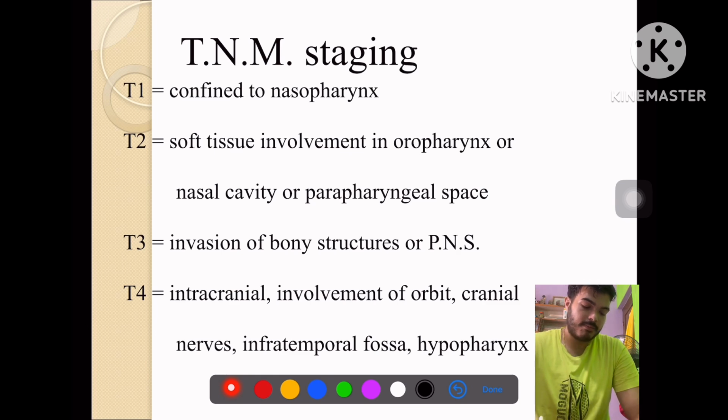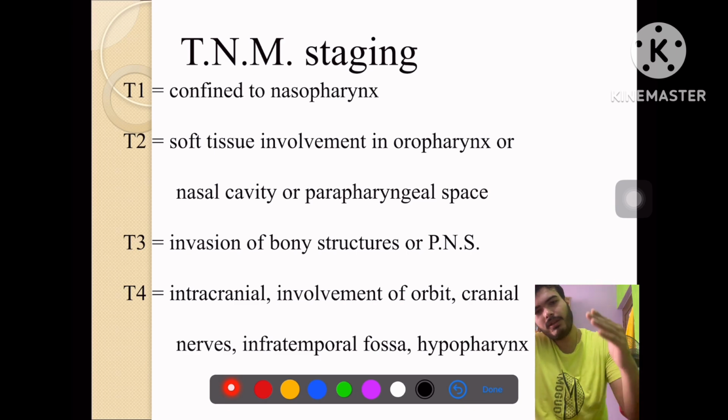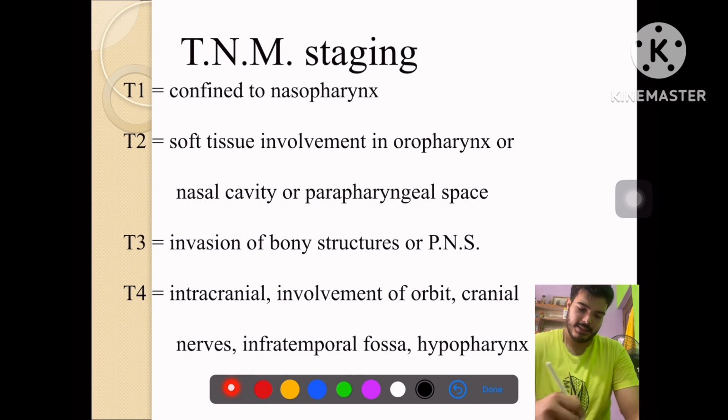Now let's come to stage 1, stage 2, stage 3, stage 4. N0, N1, N2, N3. T1, T2, T3, T4. M0, M0, M0, M1. See, so simple. 1, 2, 3, 4: T1, T2, T3, T4, N0, N1, N2, N3, M0, M0, M0 and M1 in that pattern.